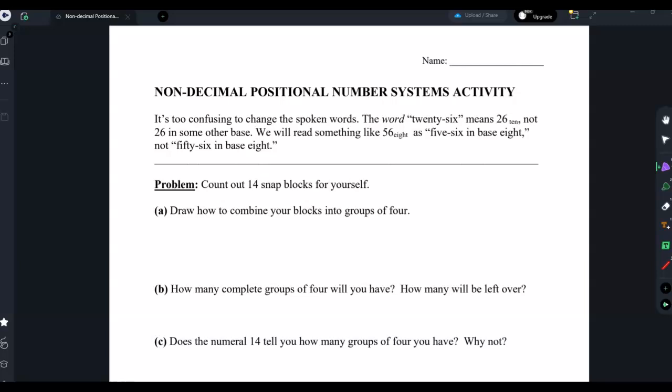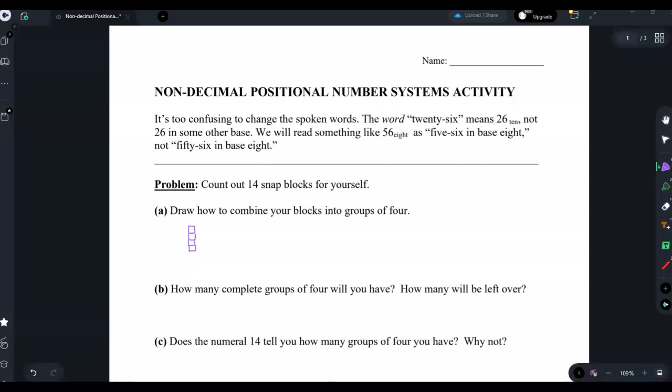We want to count out 14 snap blocks and we're going to combine them into groups of 4. So I'm just going to draw my snap cubes so I can see. I have 1, and then I'll put with that another one. There's 2, 3, 4, and so now I have a group of 4.